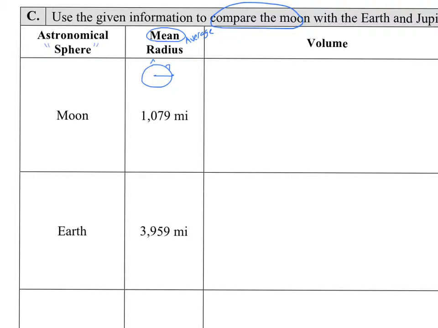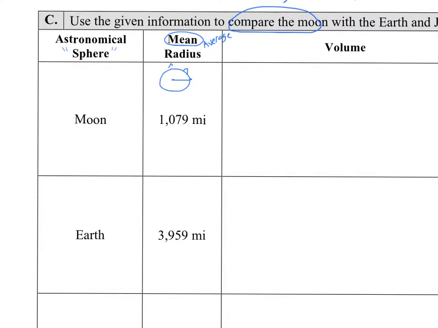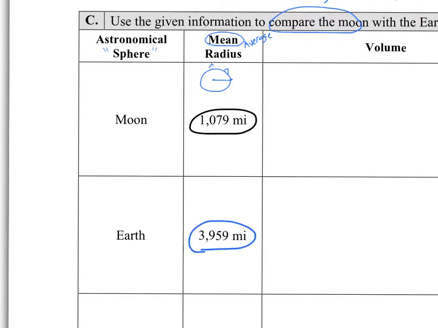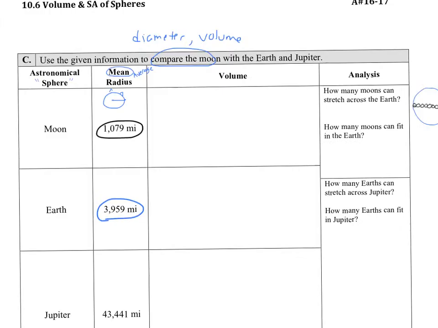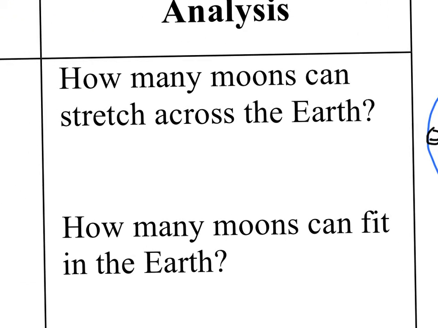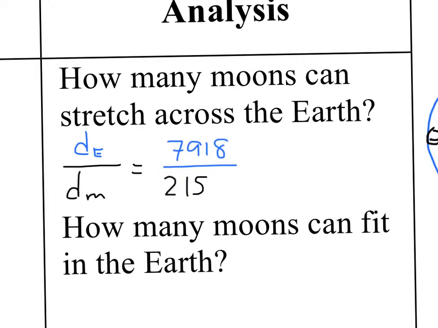This is my radius of the moon, 1,079, and then this is the Earth there. So how are we going to compute that? How many moons can stretch across the Earth? This question is about diameter. So the diameter of the Earth compared to, or divided by, the diameter of the moon. The diameter of the Earth is 7918, and the diameter of the moon is 2158. And we get approximately 3.67. So nearly 4 moons go all the way across.